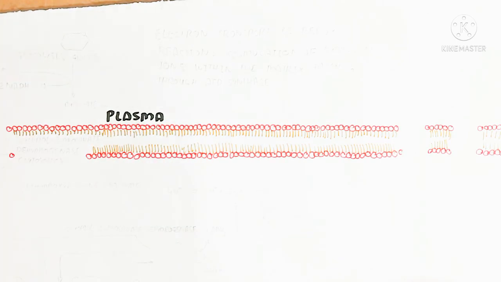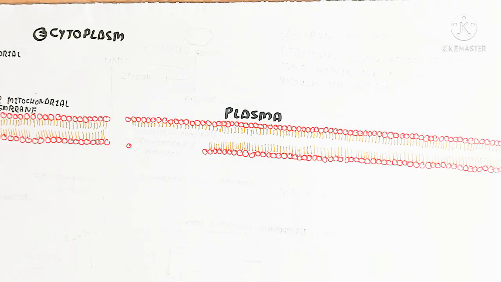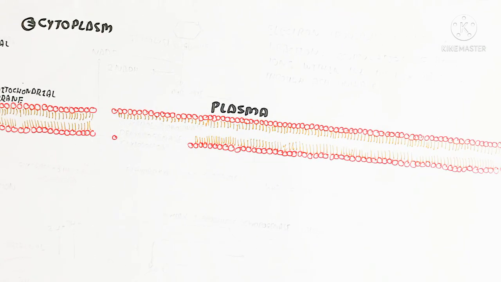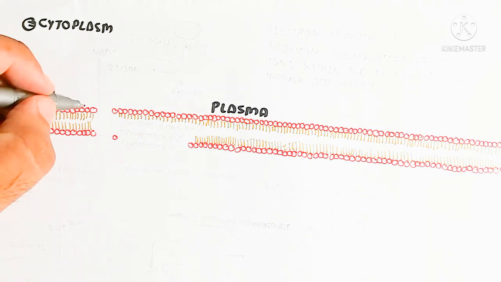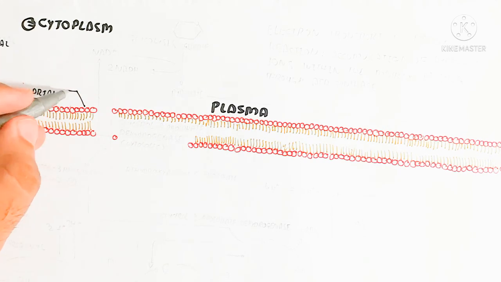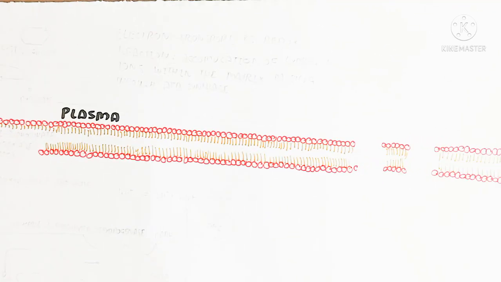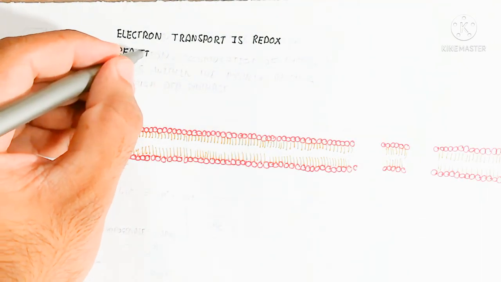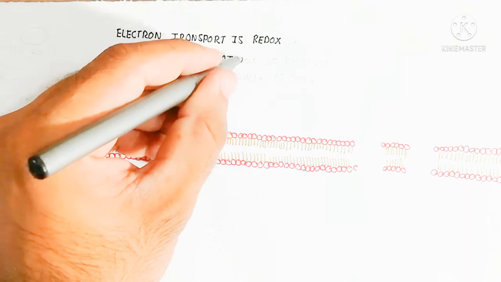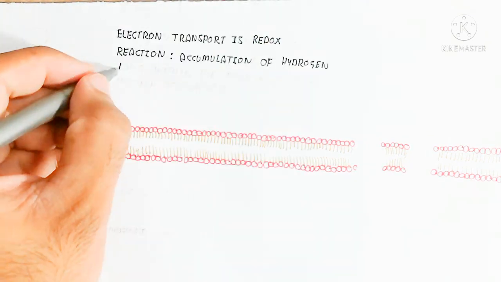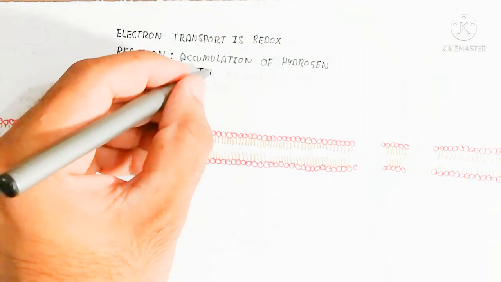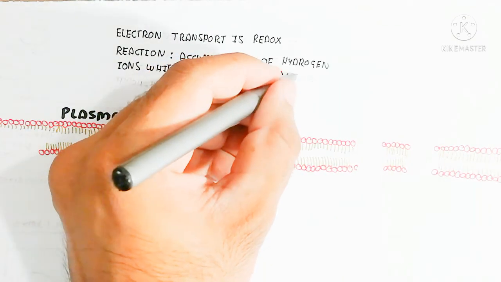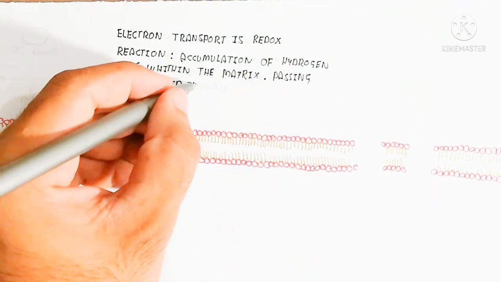So this is basically the enzyme used for the glycerol 3 phosphate shuttle mechanism. We will discuss it later, not this time, but later in this video. So here is the plasma, and I want to share that electron transport is a redox reaction. It means accumulation of hydrogen ions within the matrix, and passing through the ATP synthase enzyme.